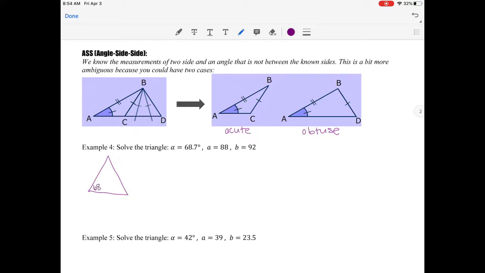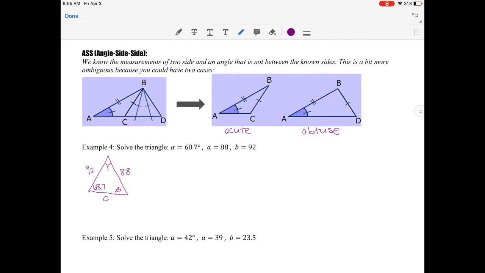Okay, so let's look at our triangle here. We've got alpha equals 86.7. I'm going to put that across from A, which they actually tell us is 88. If I say this is beta, I'm going to label this side as 92. So then we've got gamma up here at the top.